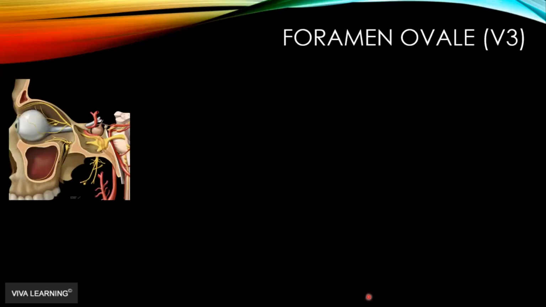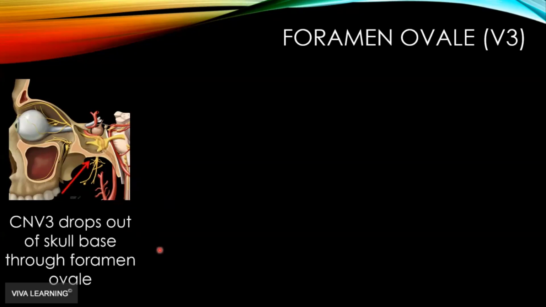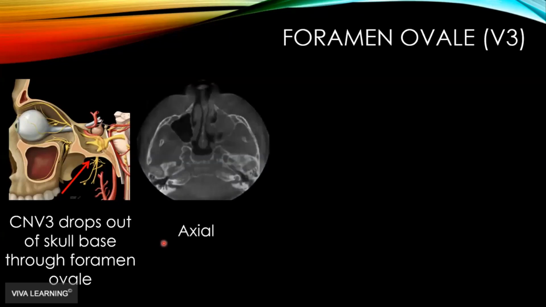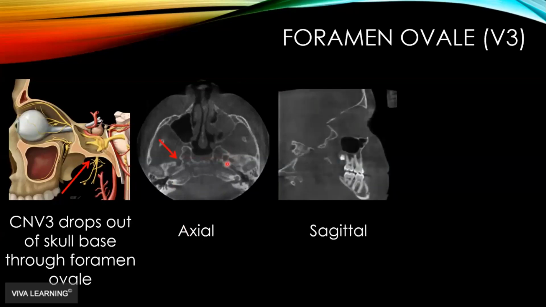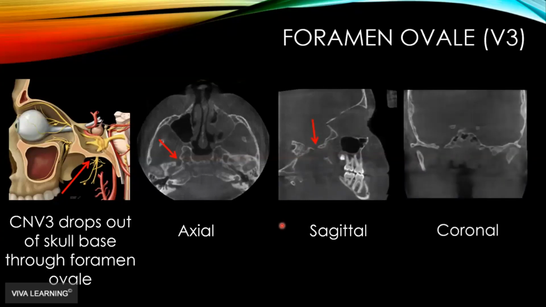All right, so let's talk about foramen ovale. So we talked about the ophthalmic branch and the maxillary branch. This is the mandibular branch, and it drops basically right out of the skull base and gets into the masticator space. So it goes through foramen ovale, and what does that look like? Well, it basically looks like a hole in the skull base. So here it is in the axial view. You can see it nicely over here. Here it is in the sagittal view. So you can see it's just a discontinuity in the base of the skull here. And then here it is in the coronal view.